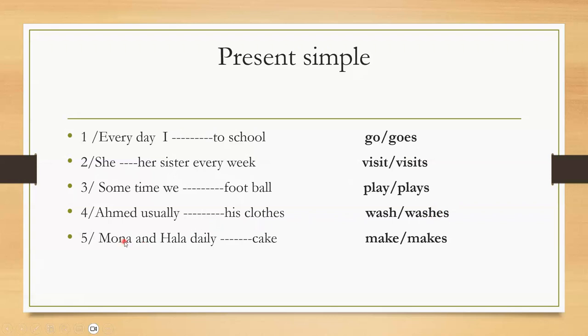Number five, Muna and Hala daily dash cake. Make, makes. Muna and Hala are plural. Okay, plural with the first form. The first rule. Subject, Muna and Hala, plus verb, make without S. Muna and Hala daily make cake.